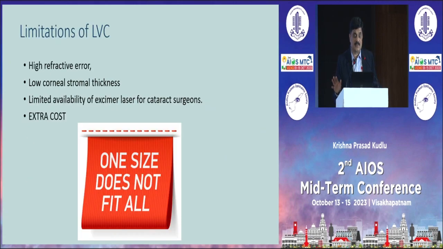So what are the limitations for laser vision correction, especially if you have left behind a high refractive error, low corneal stromal thickness, and limited availability of excimer laser for most of the surgeons?